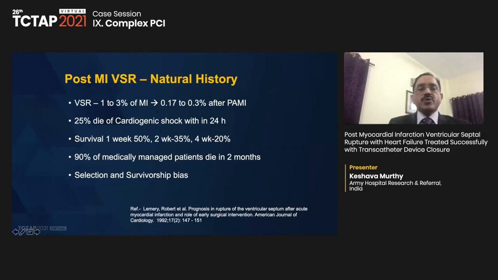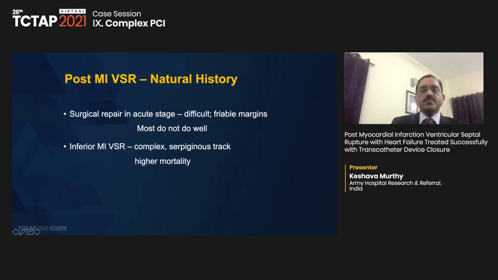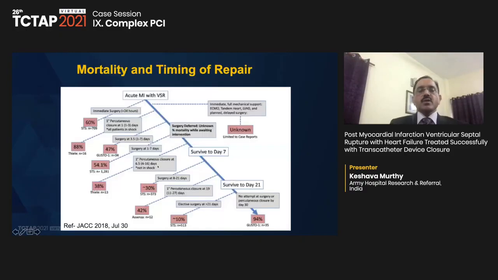Fortunately, ventricular septal rupture has become rare after advent of PAMI, less than 1%, but 25% of them die with cardiogenic shock within 24 hours. The prognosis is grim, and 90% of medically managed patients die within 2 months. Surgical repair in acute stage is difficult because of the friable margins. Most do not do well. And inferior MI ventricular septal rupture is complex, has got serpiginous tract, and has got higher mortality. The mortality in general remains high, and timing of repair has to be individualized.